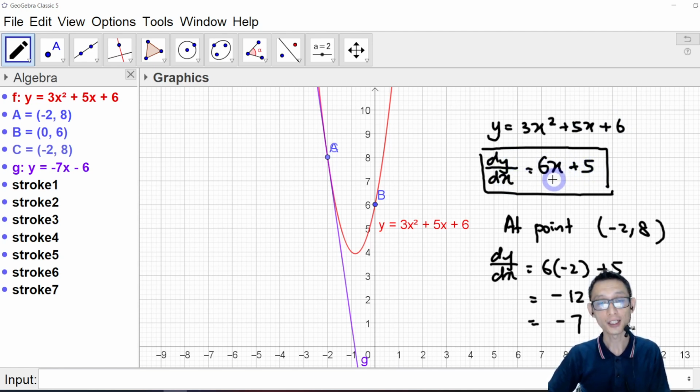So we can use this function to help us get the gradient of the tangent of this curve at a particular point. For example, if you want to find the gradient of the tangent of this curve at point negative 2, 8, what do we need to do? We use this gradient function, dy by dx, and the value of x of that point. So we bring the negative 2 inside here and calculate. We will get the gradient of the tangent at this point, which is equal to negative 7. This is the way we get the gradient of a tangent of a curve at a particular point. This one you learned in chapter 2. So remember? Now this is chapter 3.